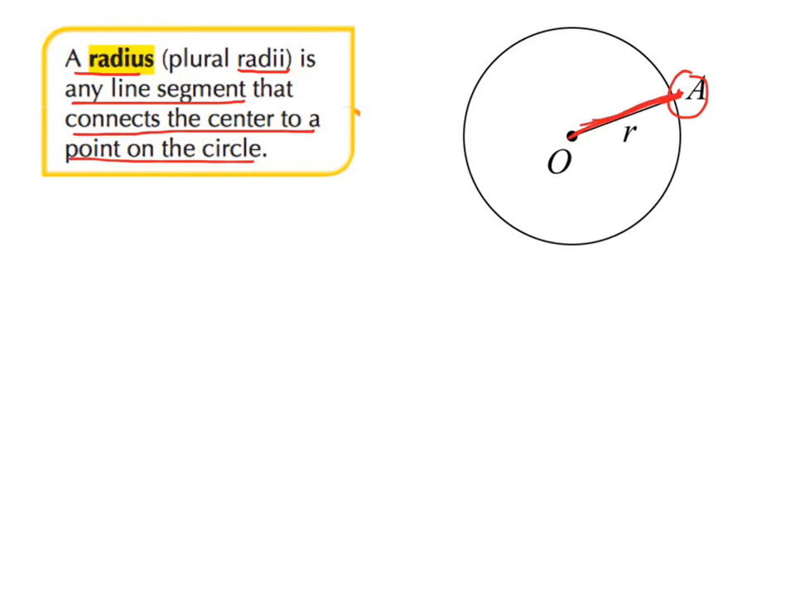For example, if you have a point here, the distance from the center to this point, what is it called? Radius. If you have a point here, say C, the distance from the center to the point C, what is it called? Radius. So a radius is a segment from the center to a point on the circle.